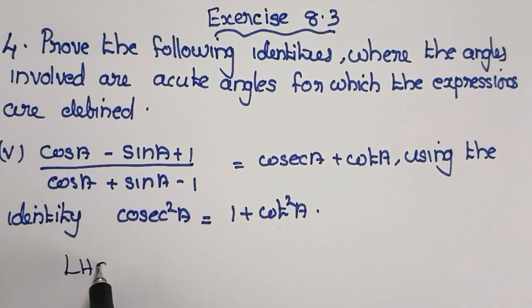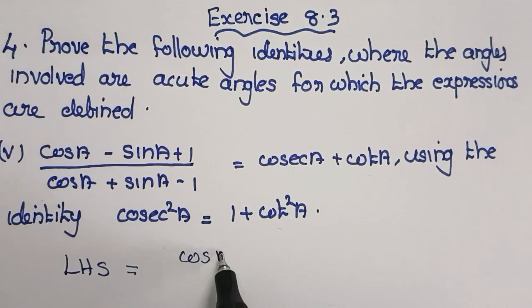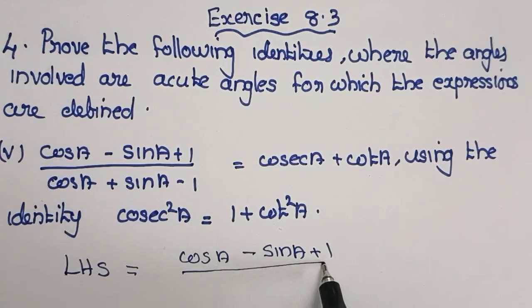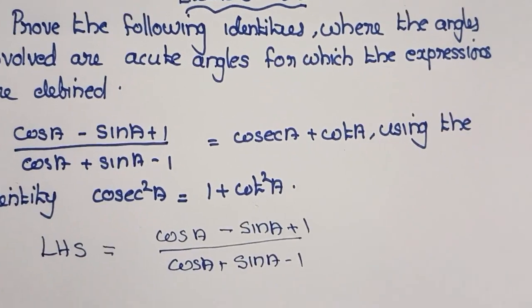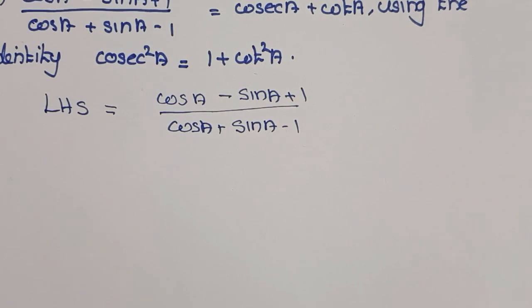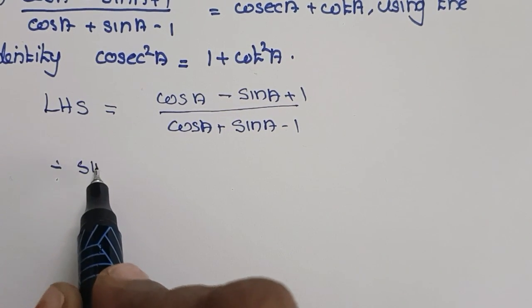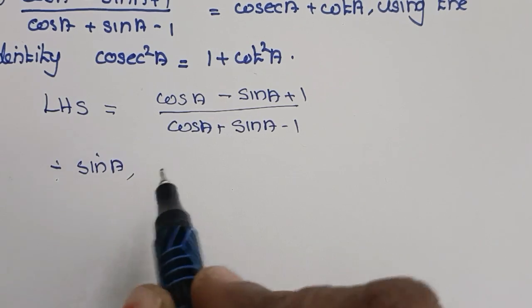LHS equal to (cos A minus sin A plus 1) by (cos A plus sin A minus 1). Since we have to get cosec and cot, divide the numerator and denominator by sin A.